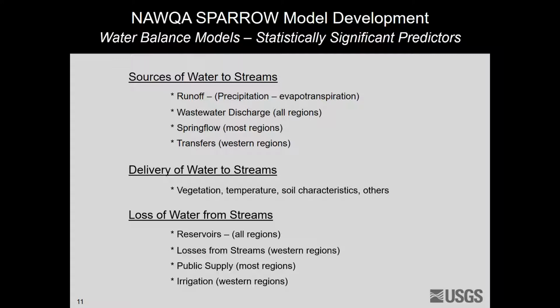In the western region, we also saw losses from streams as important, so that many of the streams there were losing water to groundwater, and that was detectable in the models. And then two types of withdrawals were detectable. One was public supply. That was true in most regions. And then in the West in particular, irrigation was an important loss factor.